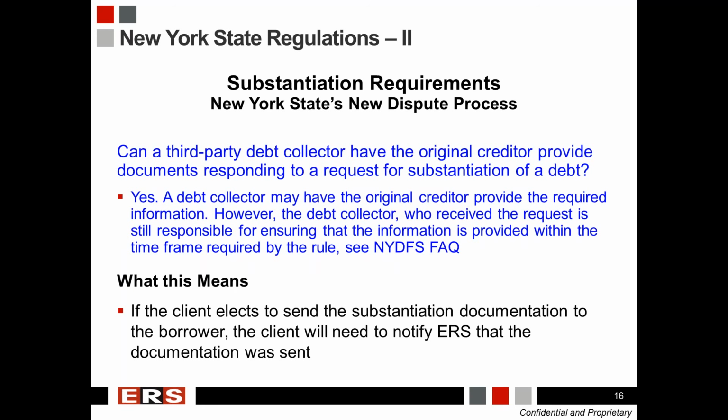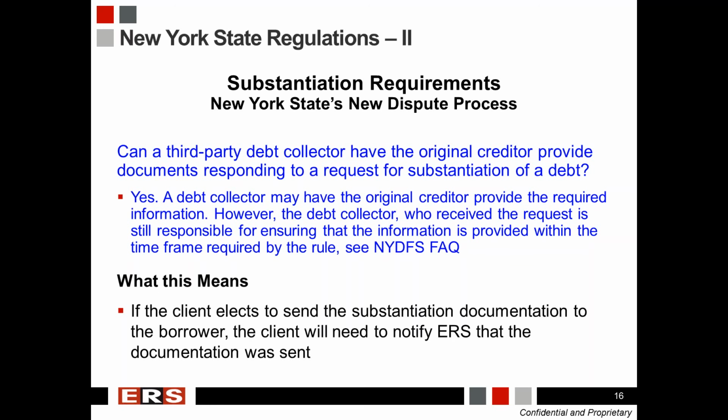Quoting from the FAQ again, can a third-party debt collector have the original creditor provide documents responding to a request for substantiation of a debt? Yes, a debt collector may have the original creditor provide the required information. However, the debt collector who received the request is still responsible for ensuring that the information is provided within the time frame required by the rule. See NYDFS.